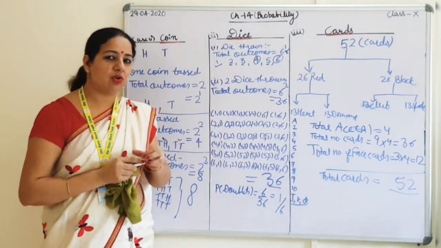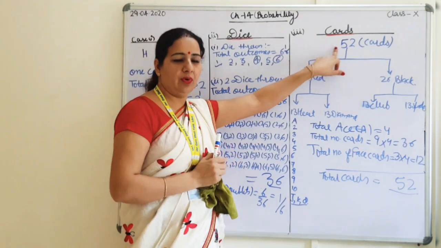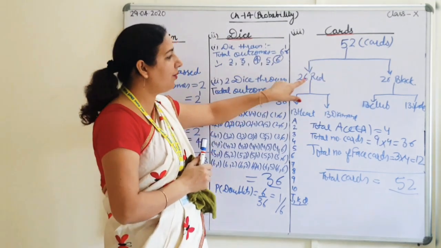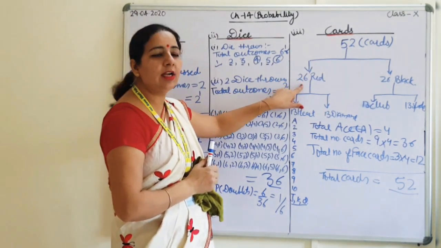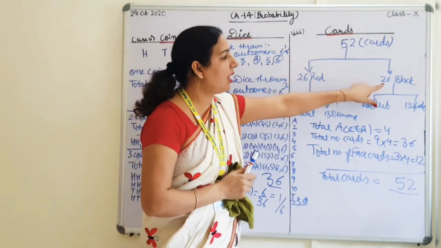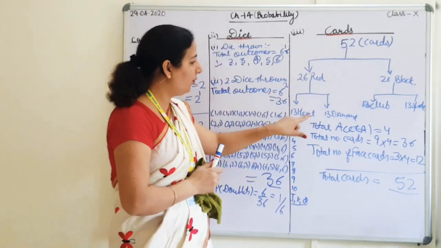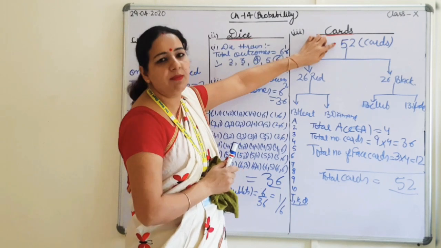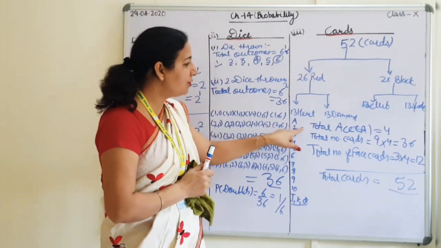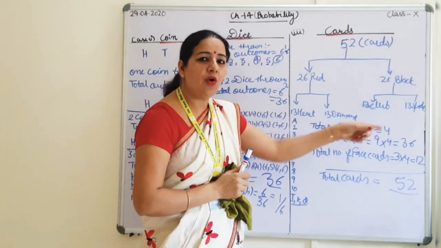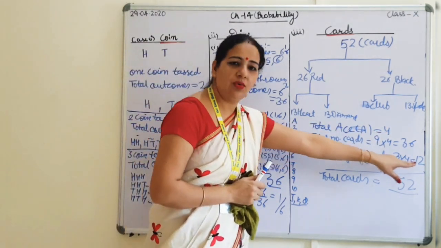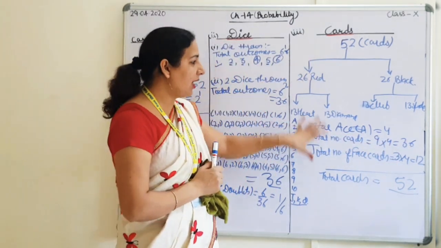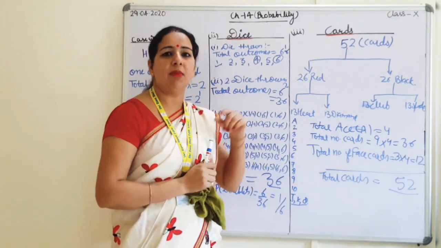How will we solve the questions of cards? Total cards are 52. If you want to draw one card, the answer will be 52 upon 52. If you want to draw a red card, the answer will be 26 upon 52. If you want to choose a black card, 26 upon 52. Heart 13 upon 52, diamond 13 upon 52. If you want to choose an ace card, it will be 4 upon 52. Face cards 12 upon 52. Number cards 36 upon 52. This chart will also help you calculate the number of cards.